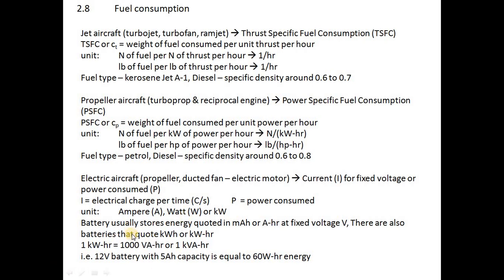For example, a 12 volt battery with 5 ampere hour capacity is equal to actually 60 watt hour energy. It actually contains 60 watt hour.